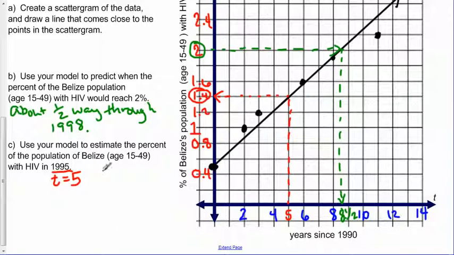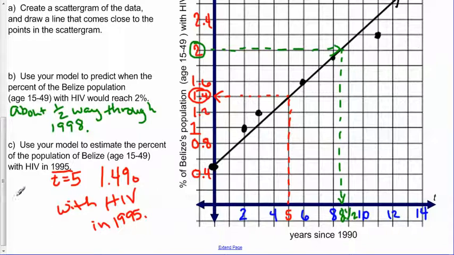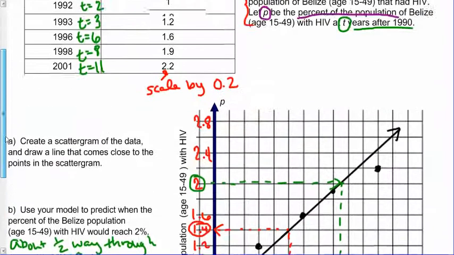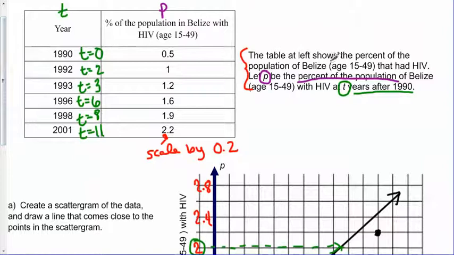So in 1995, we'd estimate that the percent of the population with HIV would be at about 1.4%. And that does all of the things that this problem asked us to do. So we were able to do a lot of work with just a little bit of information from a little short paragraph and a nice little table of data.